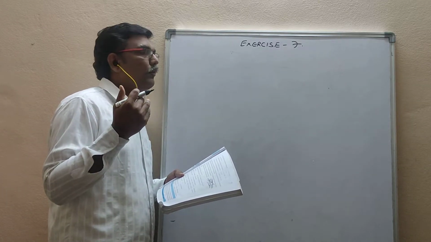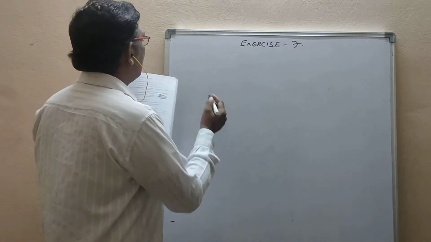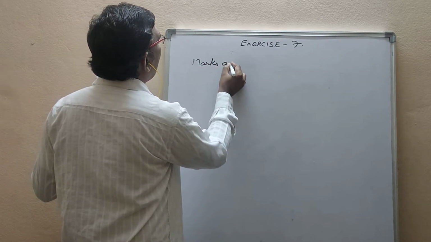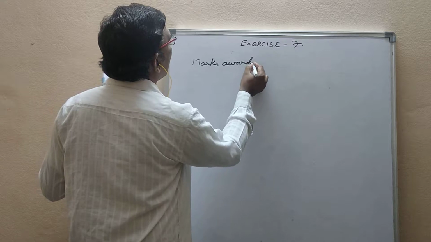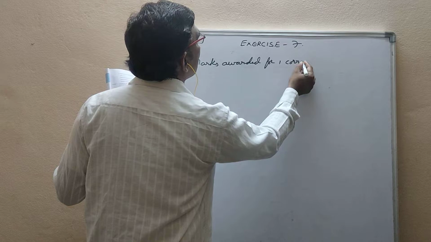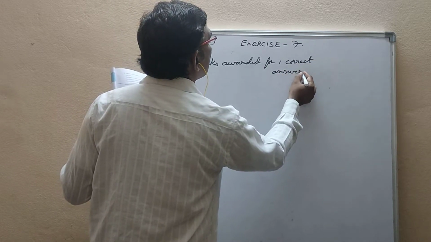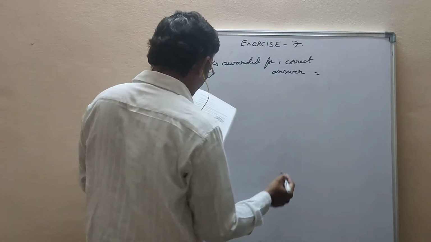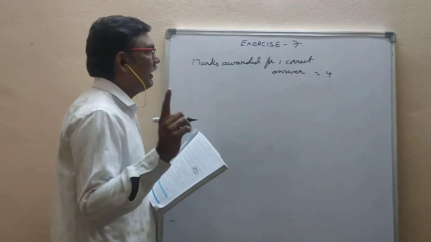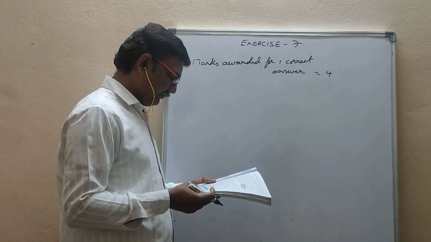First, we have to read the question and write down what is given. So, marks awarded for one correct answer. For one correct answer, how many marks will be awarded? What is given here? 4 marks. For one correct answer, 4 marks will be awarded. Okay.